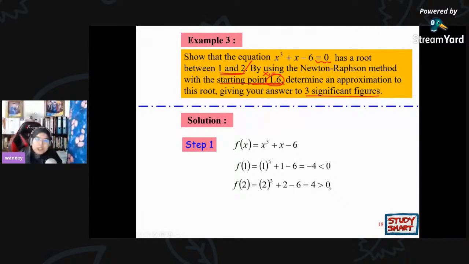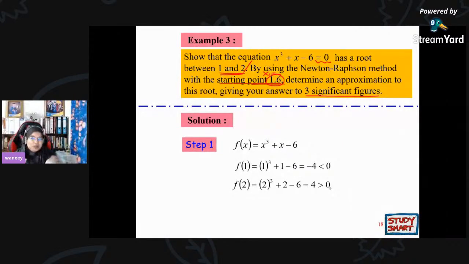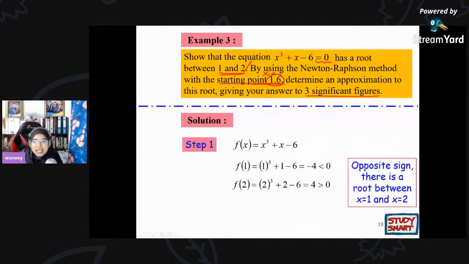So do make sure to write down the conclusion. Jangan kira-kira tak ada conclusion. So one of them is positive, another one is negative. Hence, opposite sign. Then there is a root between x equal to 1 and x equal to 2. So that is basically our conclusion once we already test for x equal to 1, x equal to 2.